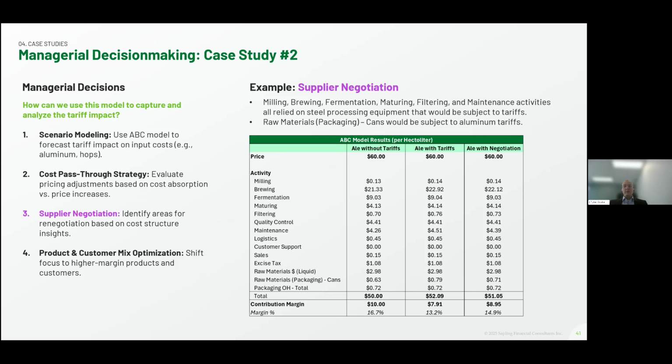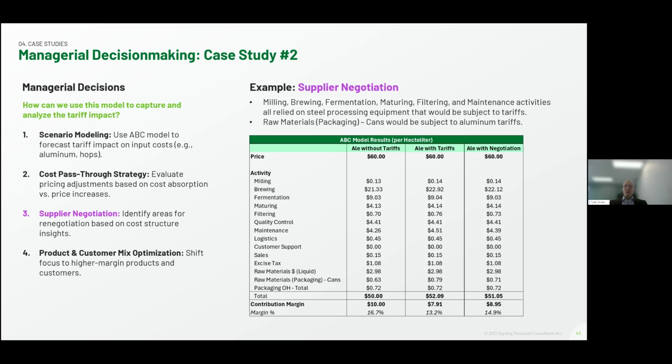So due to a 25% tariff on aluminum and steel, equipment and packaging costs for ale production rise by about $2 per hectoliter, pushing unit costs from around $50 per hectoliter to $52. At the top there, if the selling price stays flat at $60, contribution margin drops $10 per hectoliter to $8, and margin percentage falls from 16.7% to 13.2%.